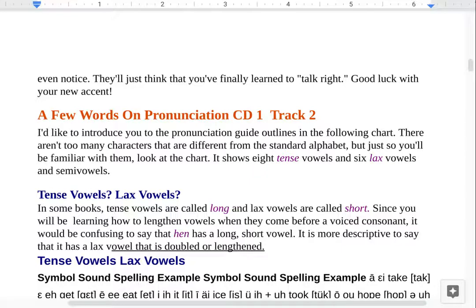Since you'll be learning how to lengthen vowels when they come before a voiced consonant, it would be confusing to say that hen has a long, short vowel. It's more descriptive to say that it has a lax vowel that is doubled or lengthened.